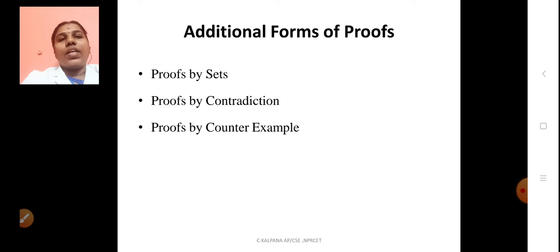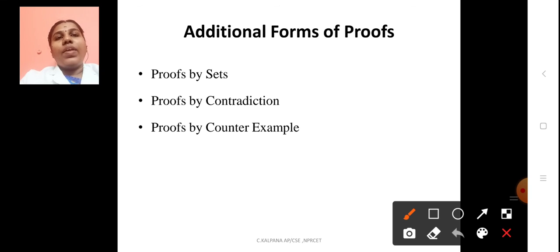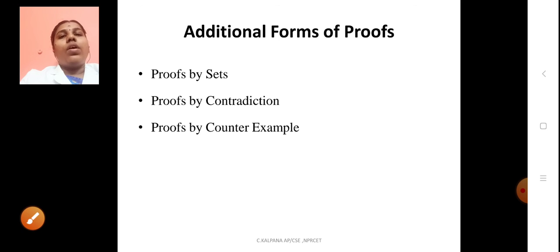But contradiction means if A is true, then B is not true. That is the statement of contradiction, that is the opposite. If A is true, then B is false. If A is false, then B is true. So you have to prove the contradiction. If one statement is true, then another statement is not true. And another term in proving the contradiction is proof by contrapositive.